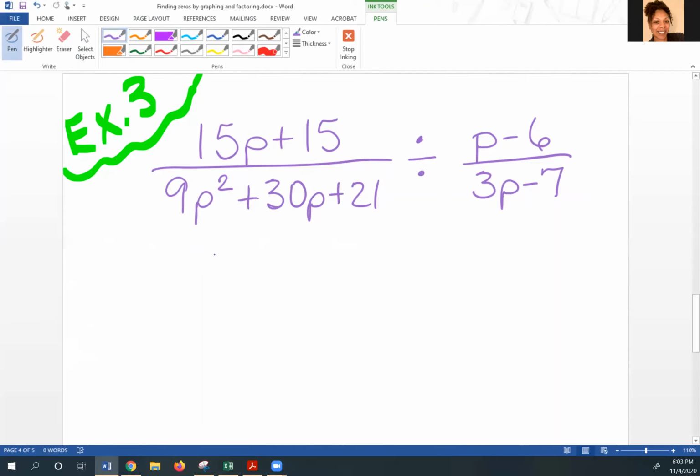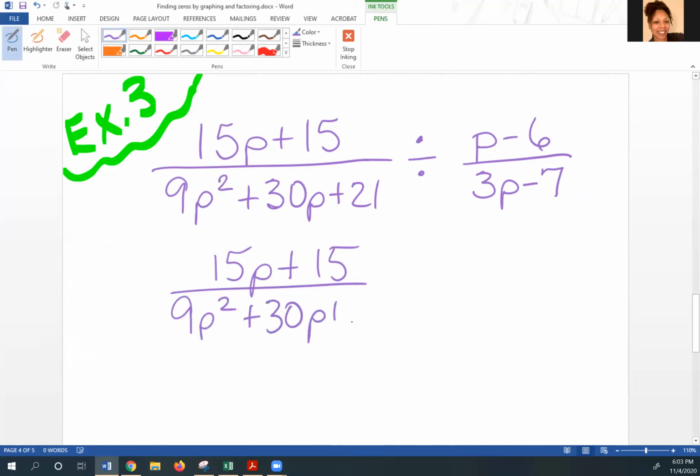That is 15p plus 15 all over 9p squared plus 30p plus 21. Again, I'm changing this sign to a multiplication sign, and then I am going to take the reciprocal, which means that my numerator now becomes my denominator and my denominator now becomes my numerator. So this is what it would look like.